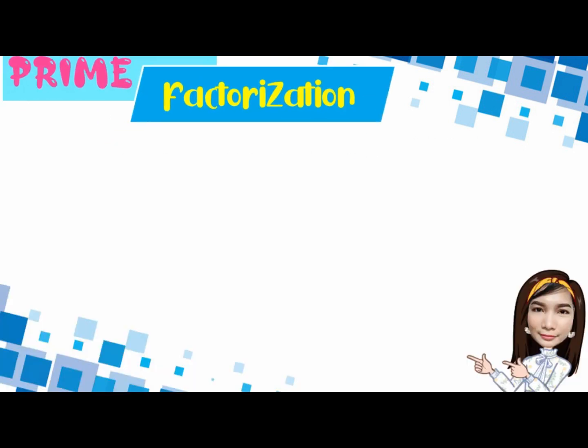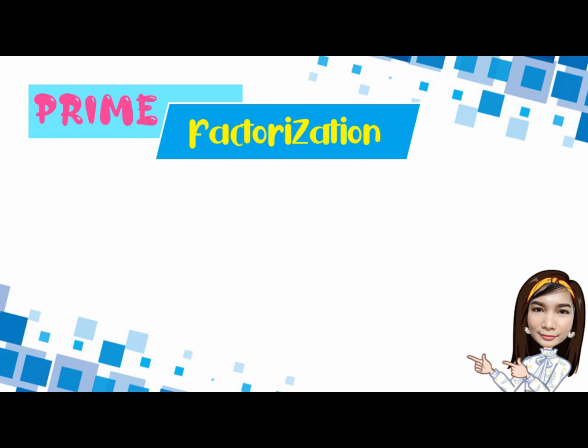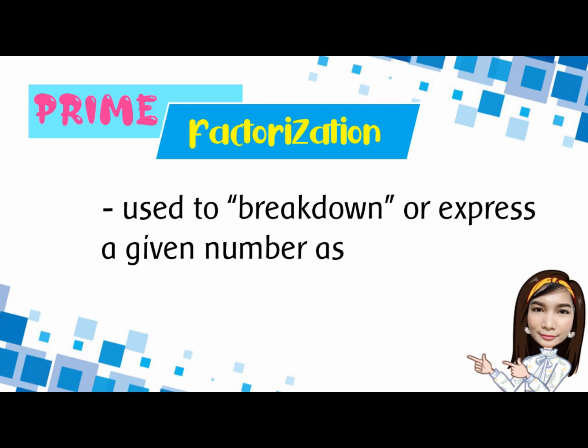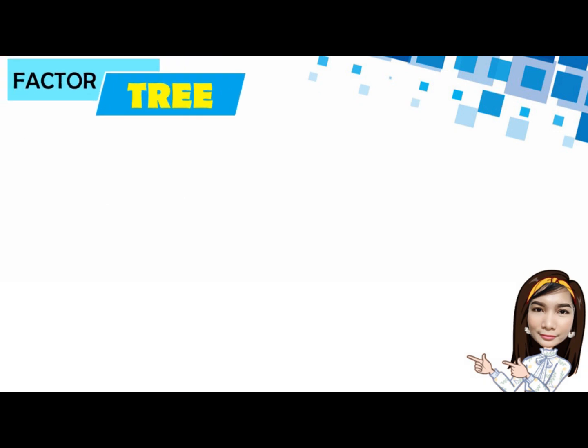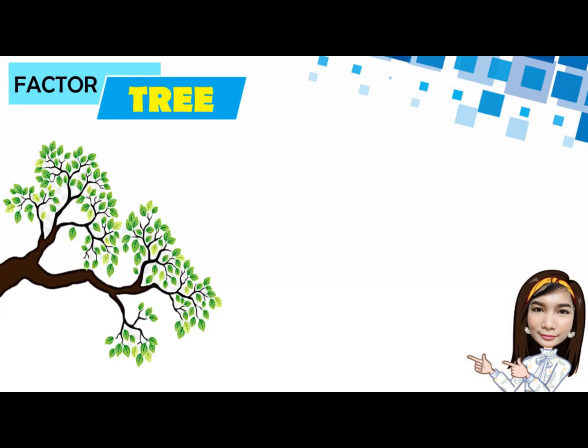So let's now define prime factorization. It is used to break down or express a given number as a product of prime numbers. So here we use the first method, which is the factor tree. So let's have 24. When you factor 24, you write two factors below it with lines or branches going to them. So 24 can be factored by 2 times 12. Encircle 2, which is a prime, and 12 is a composite.